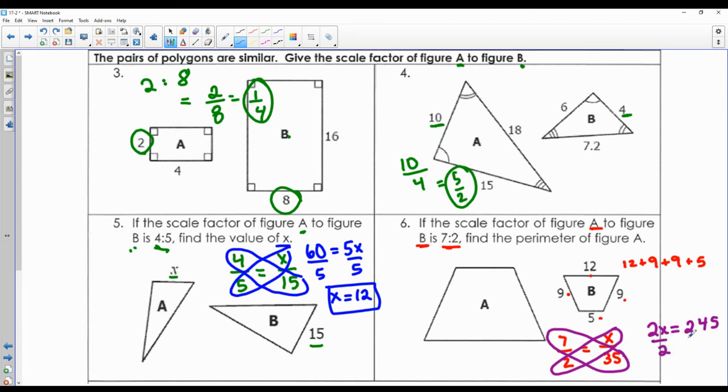And this isn't going to be a nice pretty number, but that's okay. X is going to equal 245 divided by 2, which is equal to 122.5. And we've got our answer. Hope that helped a little bit.